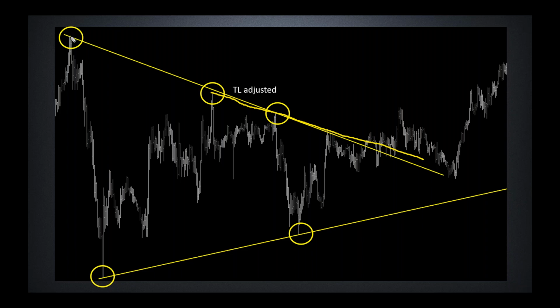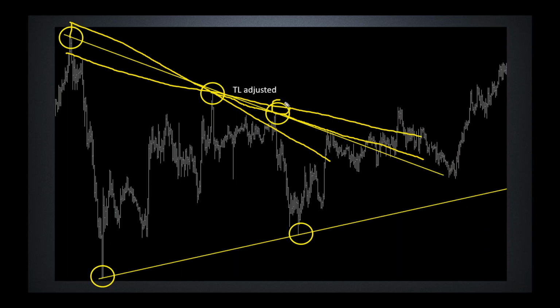Because for some, the spike could be here. That means the trend line goes like this. For some, the trend line could be here, and that means the trend line is not yet touched. In this case, it's broken. Okay, that would be a broken trend line, and that would be a not tested trend line.